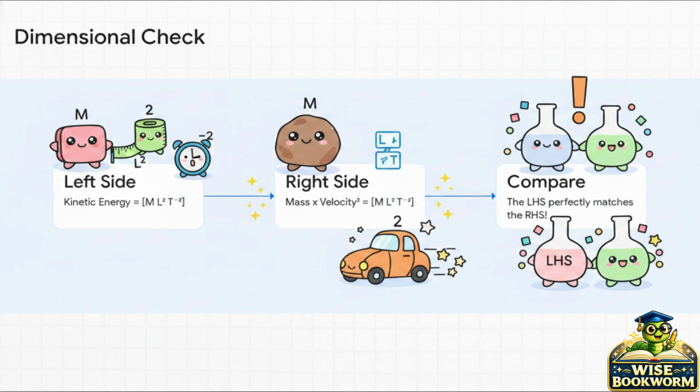Now we multiply them together, and look at that! The right-hand side perfectly matches the left-hand side. The equation is perfectly balanced and physically possible. And by the way, notice how we totally ignored that 1/2? Yeah, that's because pure numbers don't have dimensions at all.